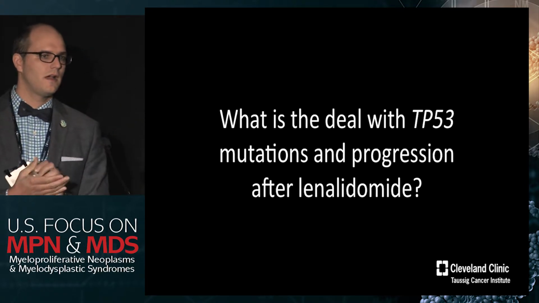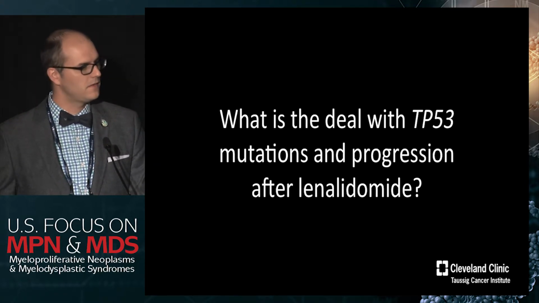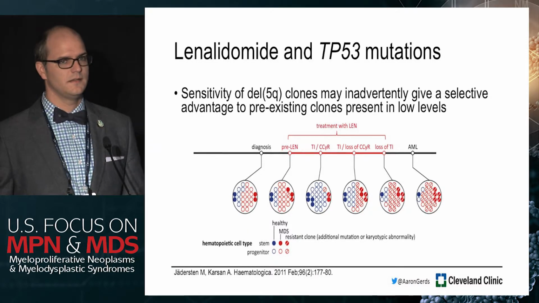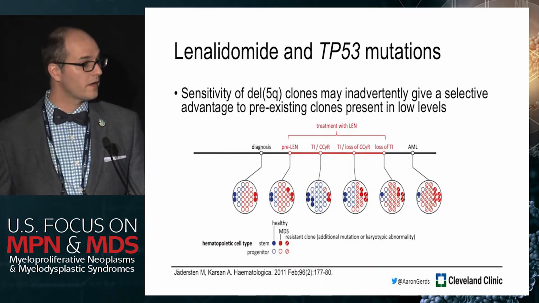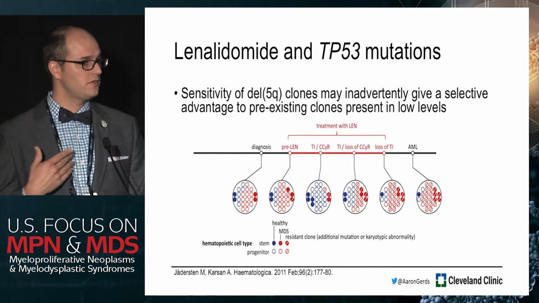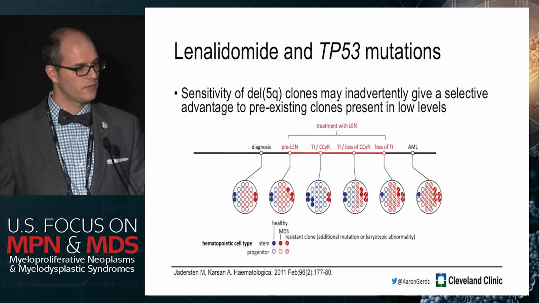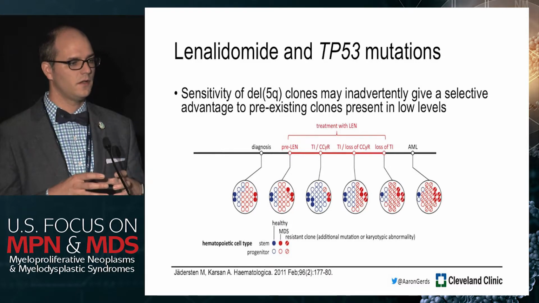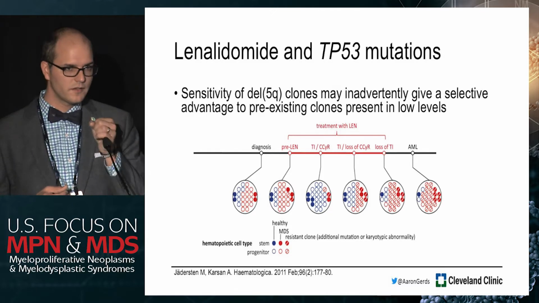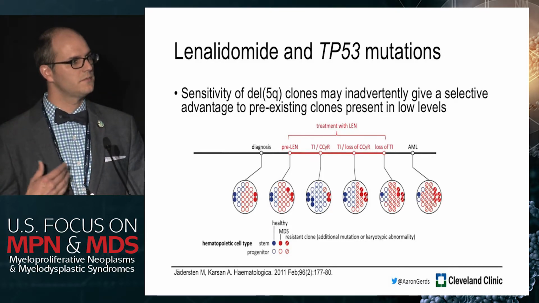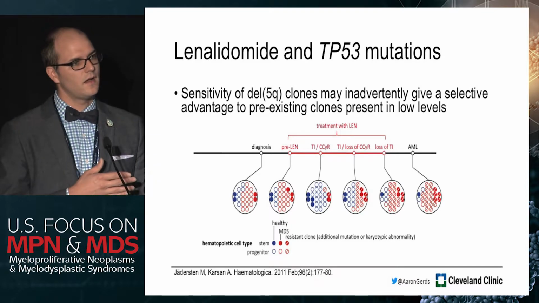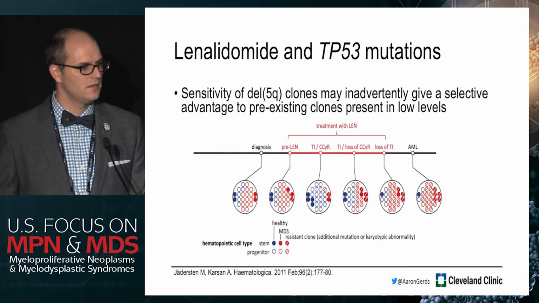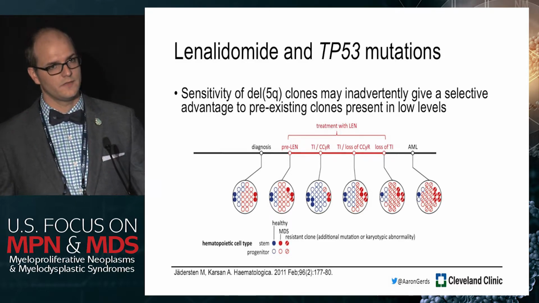So P53, I think Rami also mentioned this, the idea of P53 and lenalidomide and some interplay there. And the concept is that lenalidomide does not work forever in patients. And why do patients progress, or why does their disease change over time? One of the concepts is that there's sensitivity for the particular del(5q) clone. And prior to treatment, there might be small little subclones that have P53 or some sort of resistance mechanism that are not suppressed by the lenalidomide, but then grow up later once the del(5q) clone is removed and there's less competitive advantage.